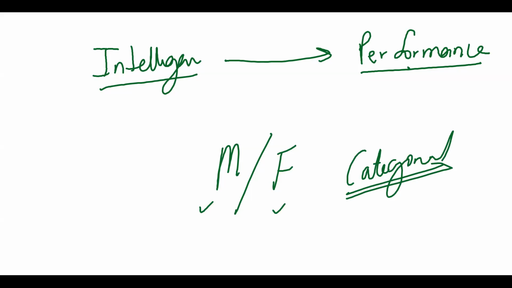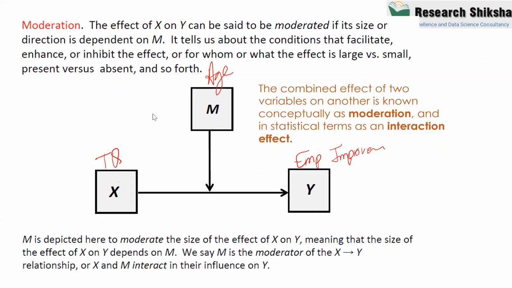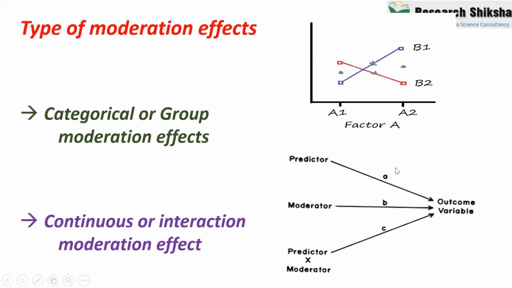And now I will show you how to run the moderation effect. Now, before moving to the software, let's discuss some more points in moderation. I have discussed that there are two types of moderation. One is categorical moderation, also known as group moderation effect. Then we have continuous moderation or interaction moderation effect.